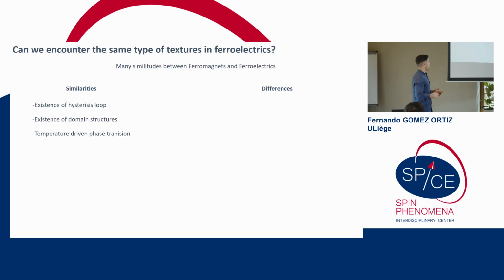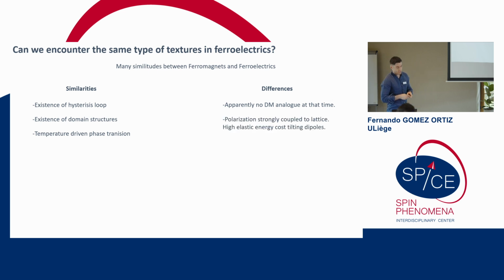Driven by all the similarities between the ferroelectric and the ferromagnetic world, the natural question that arose at that time was whether we can encounter the same type of textures in ferroelectrics instead of ferromagnets. However, despite all the similarities, there are also many differences between the two worlds. For instance, at that time, there was apparently no electric analog to the Dzyaloshinskii-Moriya interaction in ferroelectrics. And although now there are some candidates that predict an electric Dzyaloshinskii-Moriya interaction, they are not needed to explain the topological textures that I will present today.